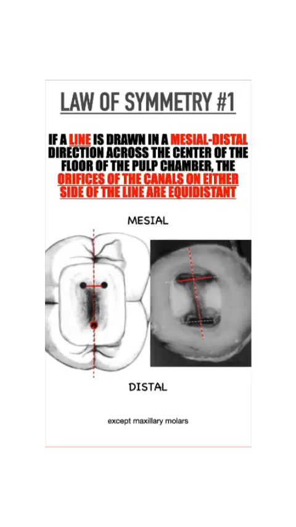And looking at the picture of the mandibular molar on the right, we can see the imaginary line in the mesial distal direction, and we can notice that there are two orifices in the distal side. One of them is in the buccal and the other one is on the lingual, and they are both equidistant to each other, and the same thing is happening in the mesial side.